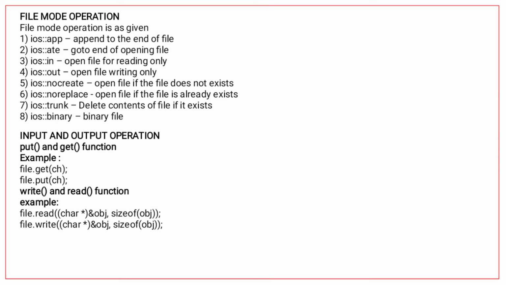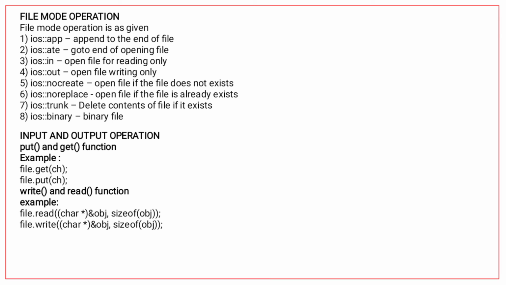Fifth, ios::nocreate, this operation opens file only if the file already exists. Sixth operation ios::noreplace, this operation opens file only if the file does not already exist. Seventh operation ios::trunc, this operation deletes contents of file if it exists. And eighth operation ios::binary, this operation is for binary file.